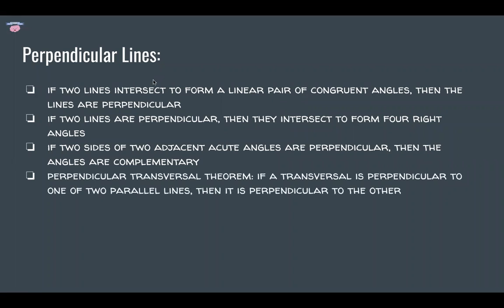And then a theorem, the perpendicular transversal theorem. If a transversal is perpendicular to one of two parallel lines, it's perpendicular to the other. We're given parallel lines, and we know that this line is perpendicular to this line. That means it must be perpendicular to this line. And you can prove that by, yes, the corresponding angles theorem.